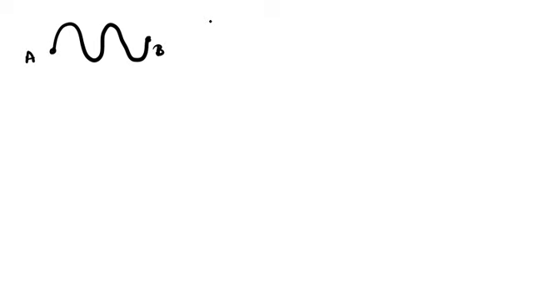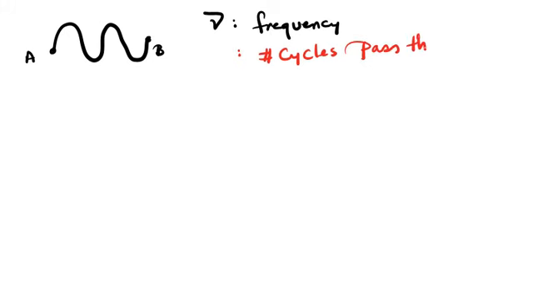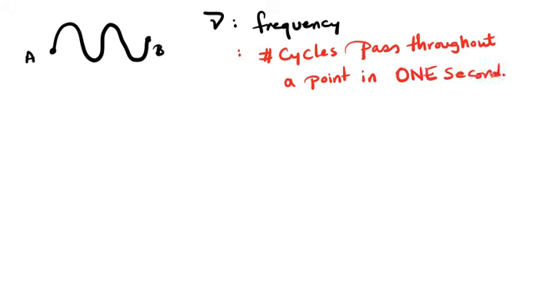For frequency, or nu, we have this basic definition. Frequency is the number of cycles passed through a point in 1 second. We are going to see what that means.